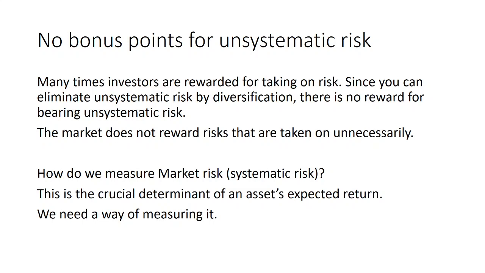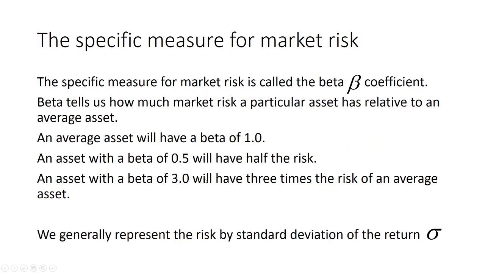Now, most of the time you are rewarded for taking on risk, but since you can eliminate it by diversification, there's no reward for bearing unsystematic risk, and the market does not reward risks that are taken on unnecessarily. So a fool and his money are soon parted, so to speak. So how do we measure it? This is really a crucial determinant of an asset's expected return, and we need a way of measuring it, and let's talk about how we might do that.